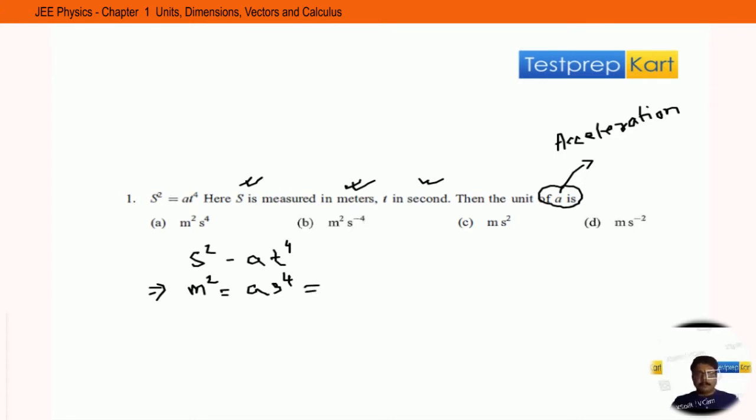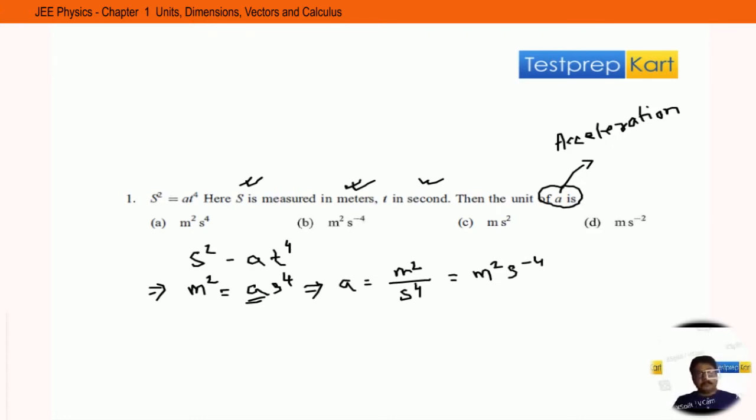Right? We have not applied anything in the acceleration portion or A portion. Why? Because we need to find out the unit of A. This is why we have not applied anything over here, because we need to find out A. Now, A should be m square by s to the power 4. So it would be m square s to the power minus 4. I hope it is clear.